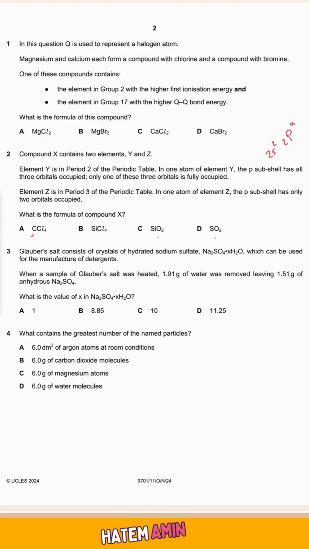So which one is oxygen? So we should choose one of C or D. Then he said element Z is in period 3. So both of them are in period 3, silicon and sulfur. But he said in period 3, in one atom of element Z, the p subshell has only 2 electrons. So it means 3s2, 3p2. So which one it has to be is silicon. So we should choose C. Thank you.